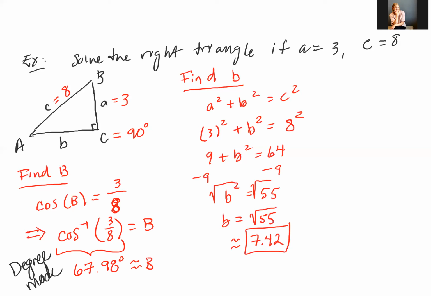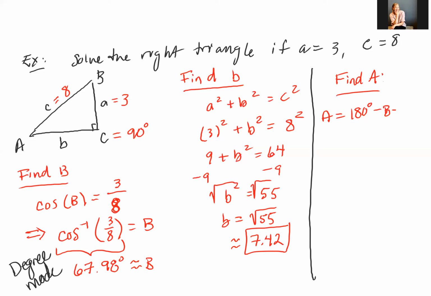Okay. So there's angle B. There's side B. One more thing I have to find. I have to find angle A. That's actually pretty easy at this point. I want to find angle A. Find A. And I know that A is equal to 180 degrees minus angle C.